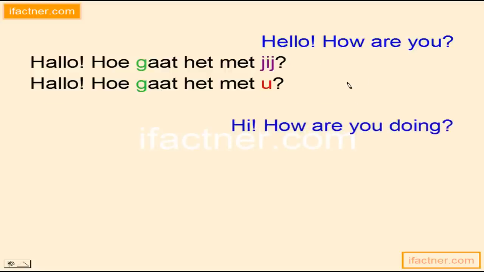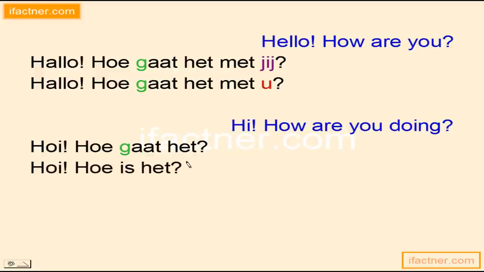Or you can say, hi, how are you doing? Hi is hoi. Hoi, hoe gaat het? It's not hui, because I is pronounced as e in Dutch, so it's hoi. Hoi, hoe gaat het? Hi, how are you doing?